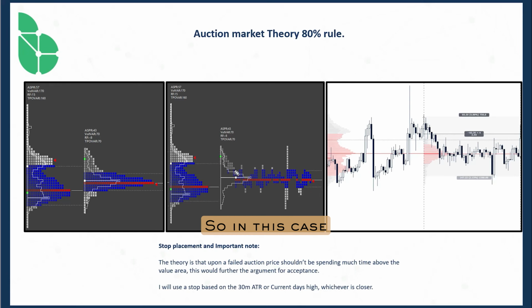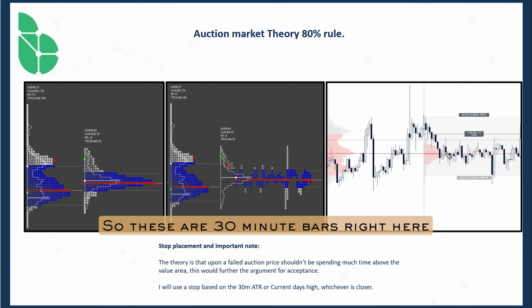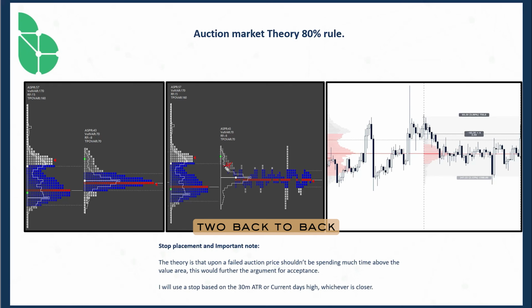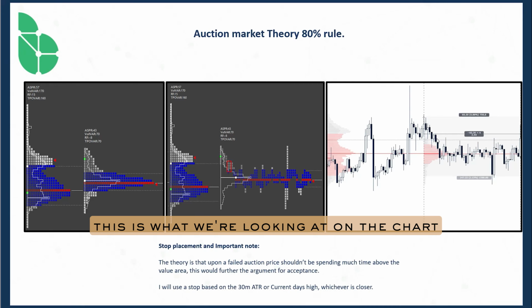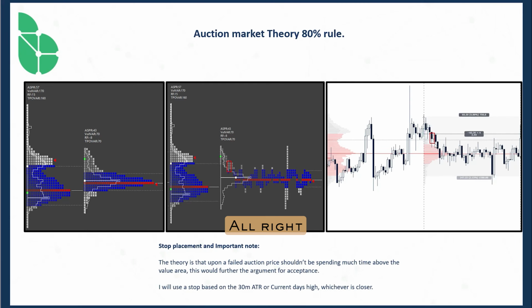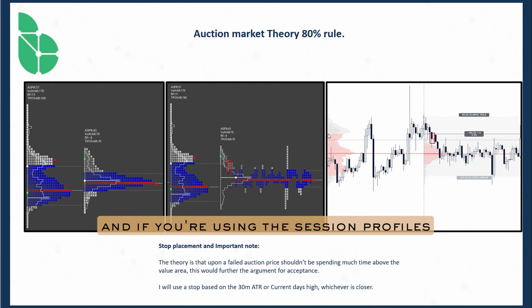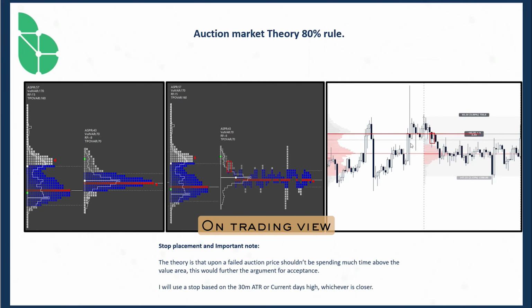All right, so in this case we have those 2 TPOs, those 2 profile periods, and these are 30-minute periods, so these are 30-minute bars right here. And when we regain that presence, 2 back-to-back consecutive periods, what we're looking at is right here. This is what we're looking at in the chart. So these 2 periods right here on the chart, and if you're using the session profiles on TradingView, this is the value area for the previous day from the high to the low.